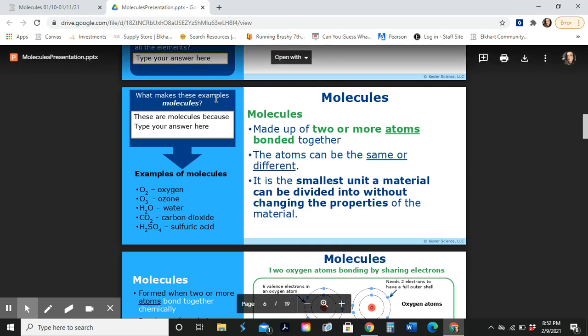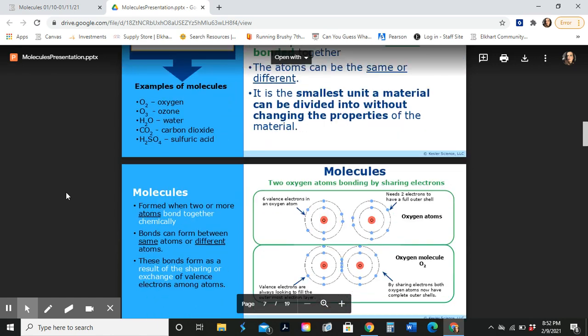What makes these examples molecules? These are molecules because why? Type your answer there in the box.